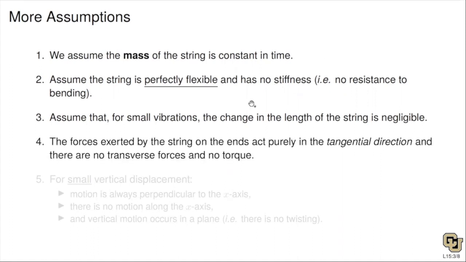And the forces are in the tangential direction. So there's no transverse force, no torque. So no torque means it's not twisting. And transverse force means it's not stretching and compressing in the horizontal direction, because here we've tied the string at two ends and those ends are fixed.